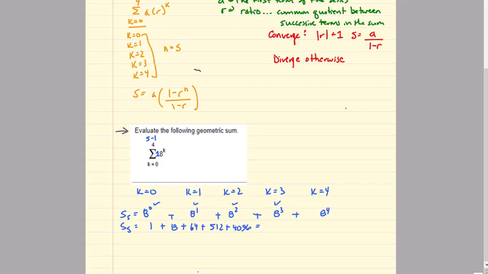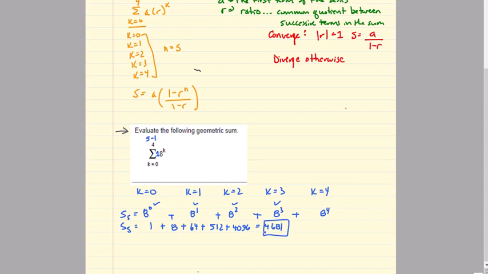And then I go ahead and add these up. So I have 4,096 plus 512 plus 64 plus 8 plus 1. And that gives me 4,681. So that's the correct answer here.